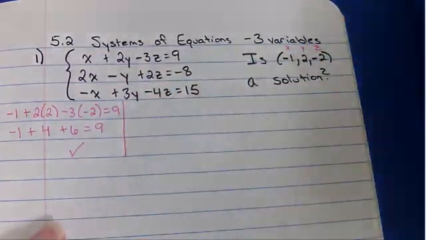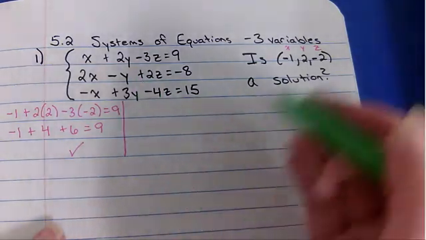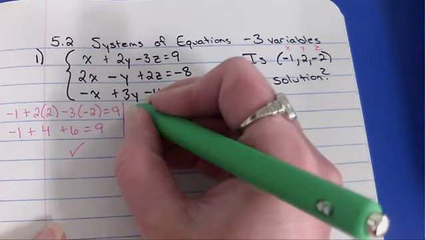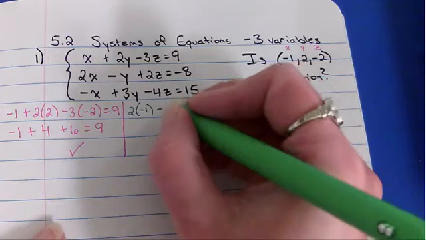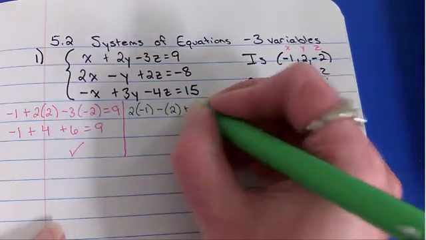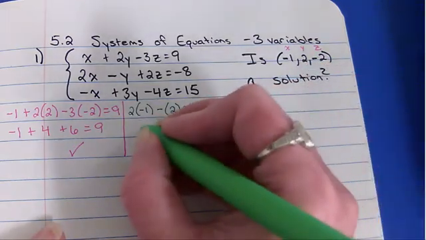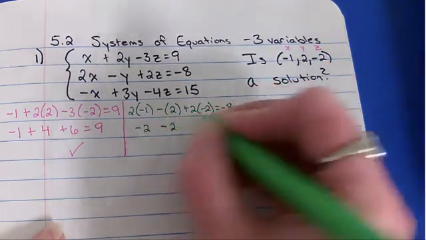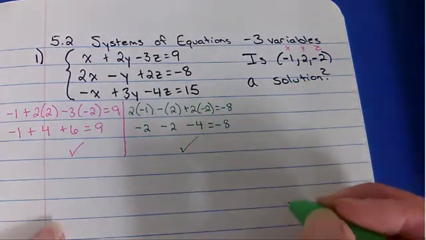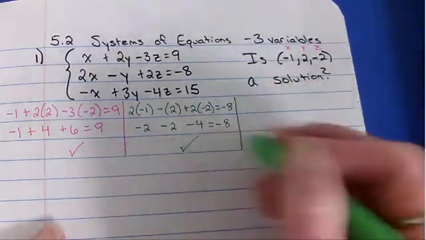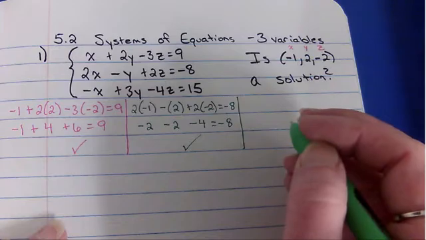Now, just because it works in the first one doesn't mean that that point is also on the other 2 lines. So 2 times x, so 2 times -1, minus y, so minus a 2, plus 2 times z, and we want to see if that equals -8. So that's -2 minus 2 minus 4. Yes. Now, just because it works in those 2 doesn't necessarily mean that it's existing on the other equation.